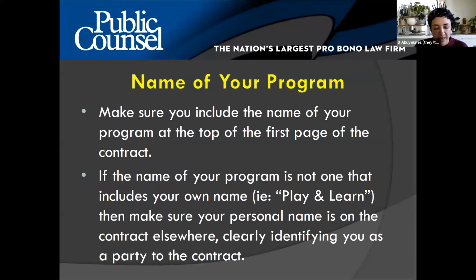So whoever's licensed, their name should go on the contract unless you've been incorporated as an LLC or other kind of business entity. That name should go on the contract. But if you haven't been incorporated, your own name should go on the contract as the party who's contracting with the parents.